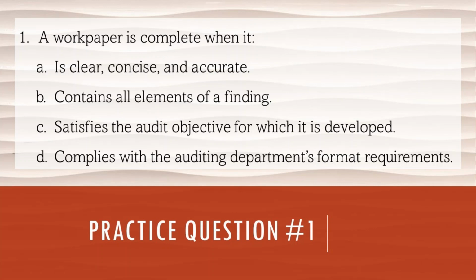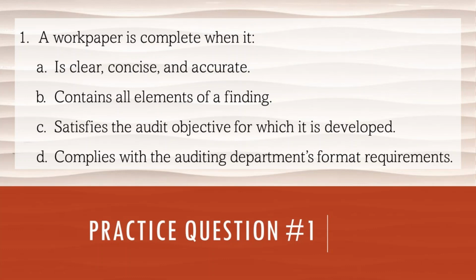A work paper is complete when it A, is clear, concise, and accurate. B, contains all elements of a finding. C, satisfies the objective for which it is developed. Or D, complies with the auditing department's format requirements. So, when is a work paper complete?